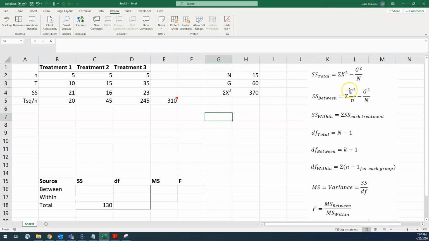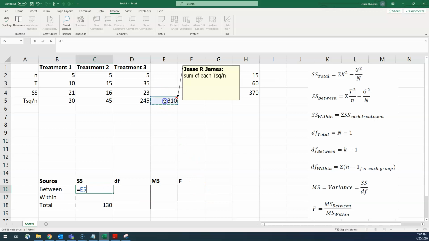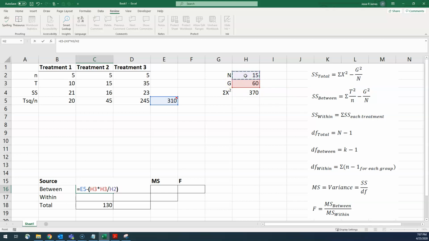All right. Now we have to take that component and subtract from it G squared divided by n. So I'm going to come down here to where it says sum of squares between, in this cell right here, and I'm going to type equals the value of all those T squareds divided by n summed up minus the G squared divided by big N. So minus, open parentheses, G times itself divided by n, and parentheses, enter. That's your sum of squares between, 70.